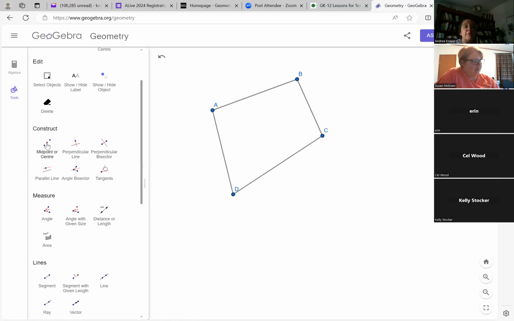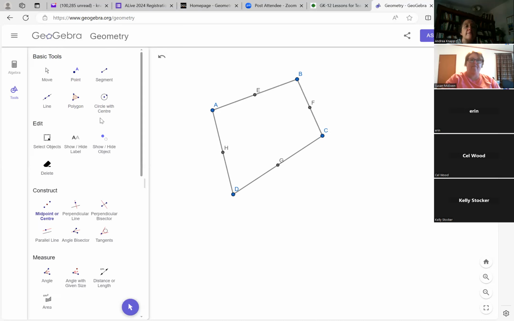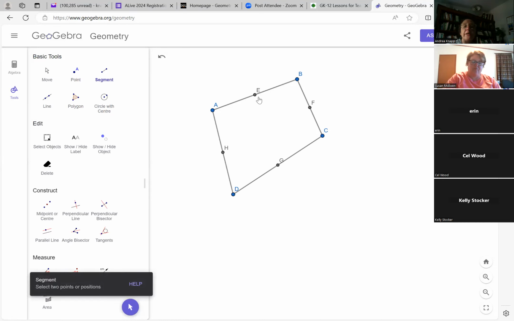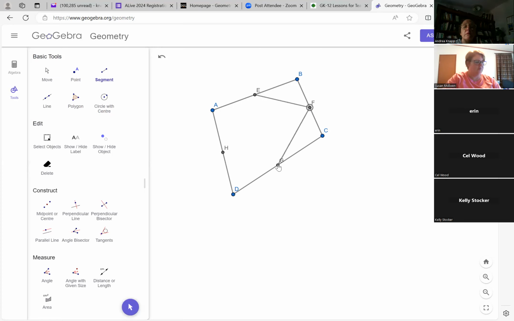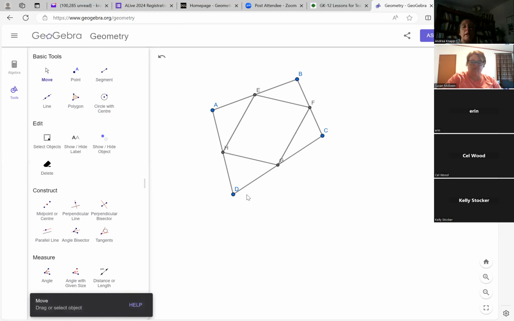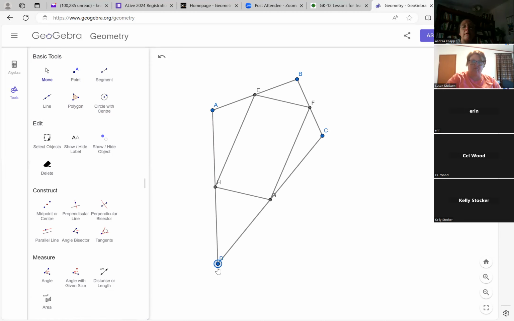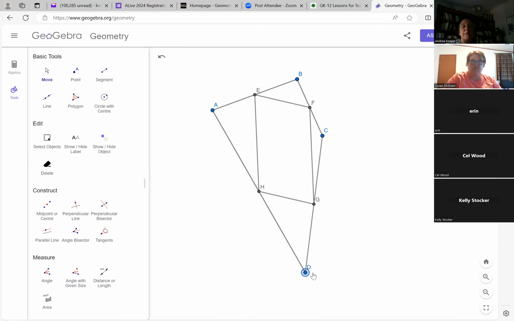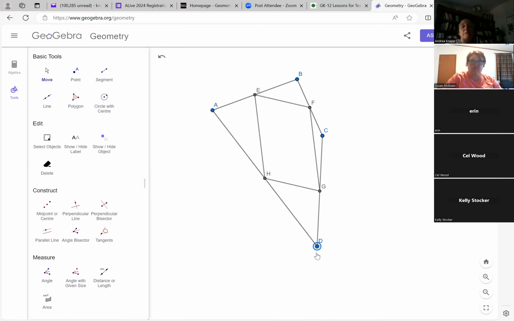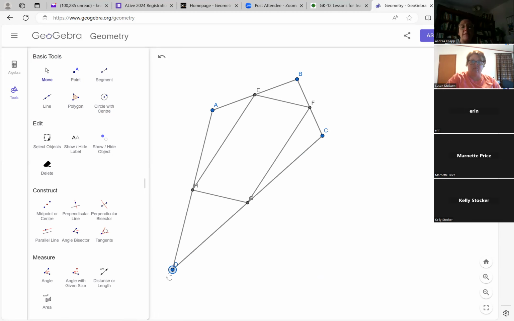So I'm going to click on midpoint so we can get the midpoints of all of these sides. And now I'm going to connect the midpoints. Oh yeah, I think you're right there, Susan. I think it's a rhombus. Drag it. Is it staying a rhombus? Parallelogram. Yeah, it's a parallelogram.